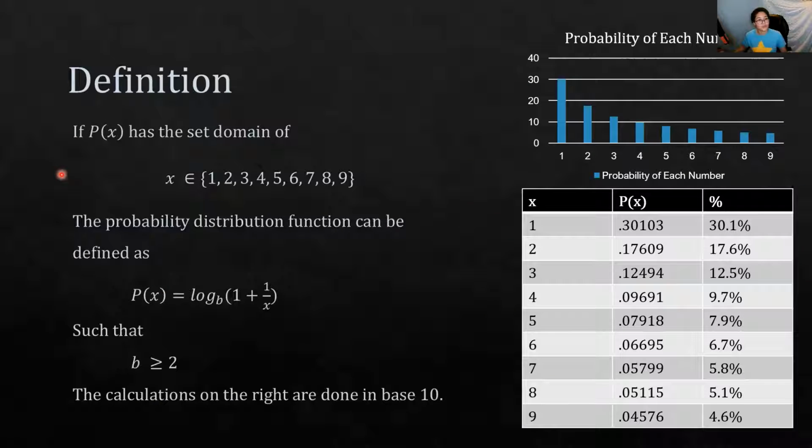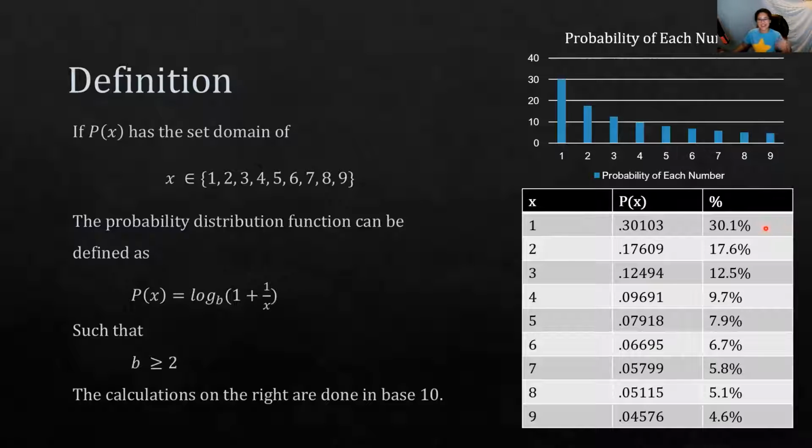So for the definition, we have that if P of x has the set domain of numbers 1 through 9, the probability distribution function can be defined as this function right here. I'm going to do my best to read it out loud. It's going to be P of x equals log base b with argument 1 plus 1 over x, such that b is greater than or equal to 2. So the calculations that I did for this presentation are actually done in base 10. I double checked them with the Wikipedia source that I have at the end of my link, but given these numbers and this function, I have these results.